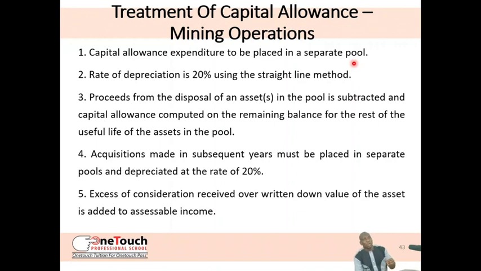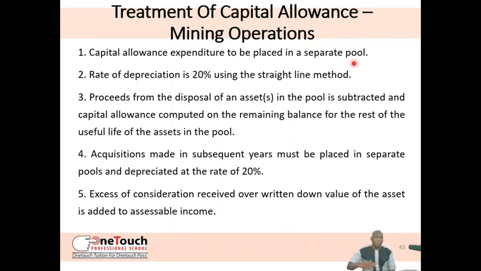And then you grant capital allowance on it at a rate of 20%, which is 5 years on a straight line basis. Every year, the first year, you divide by 5. The second year, you divide by 4. Third year, you divide by 3. Fourth year, you divide the written down value by 2. And then last year, you divide the written down value by 1. That's how we calculate the capital allowance.